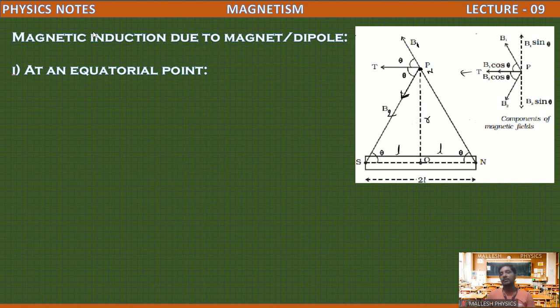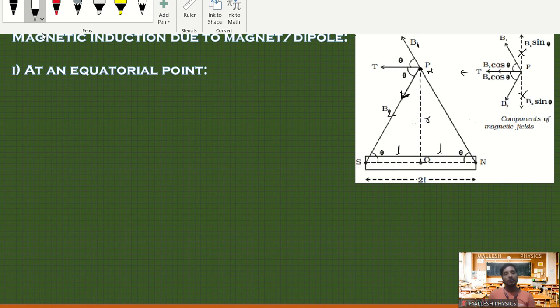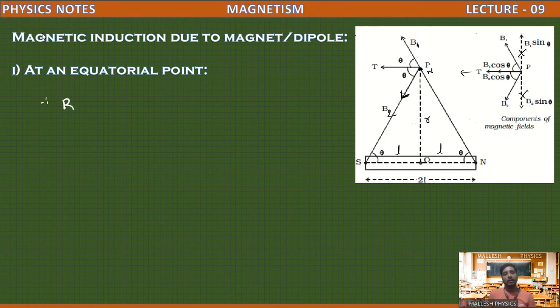So B1 sin theta is equal to B2 sin theta, as B1 and B2 are the same and theta is also the same. So these two vertical components get cancelled. Then we have only the resultant field, which is the sum of B1 cos theta plus B2 cos theta. This is the resultant magnetic induction. Therefore, B on the equatorial line is equal to B1 cos theta plus B2 cos theta. As B1 is equal to B2, it is 2B cos theta.